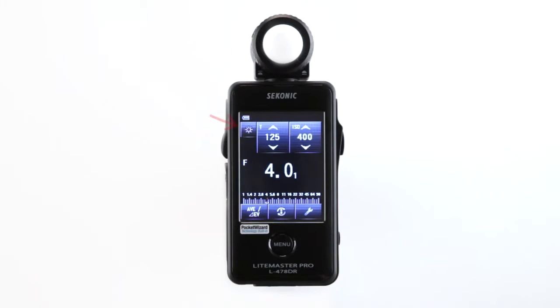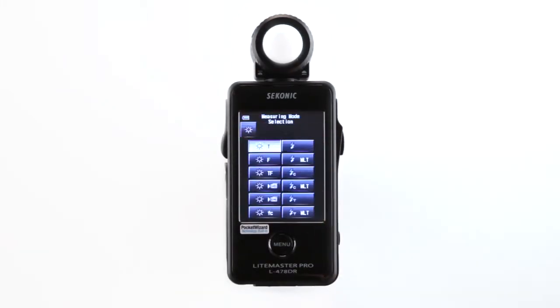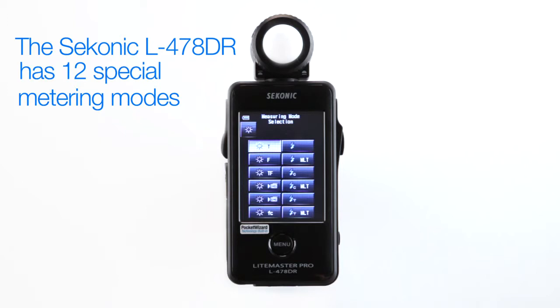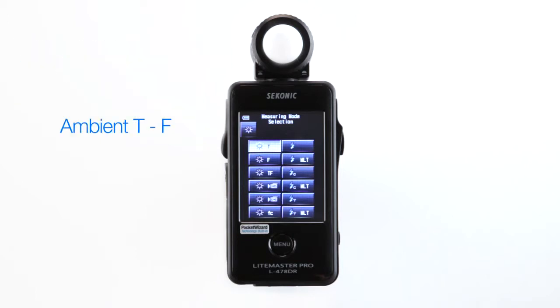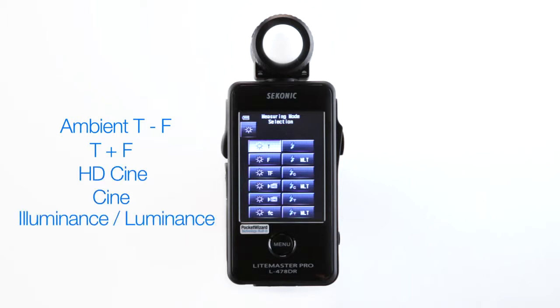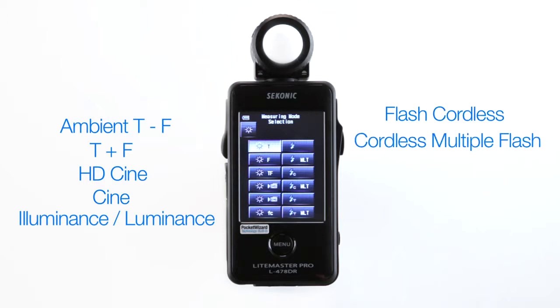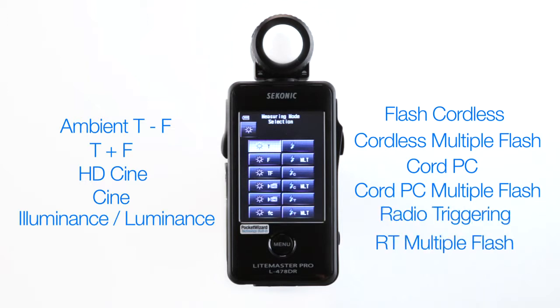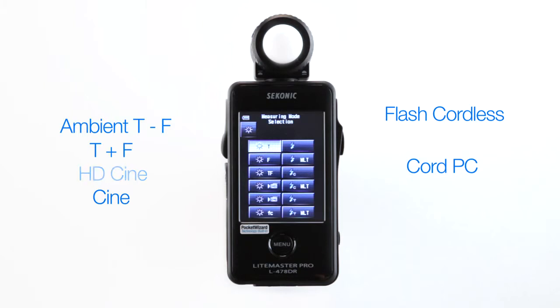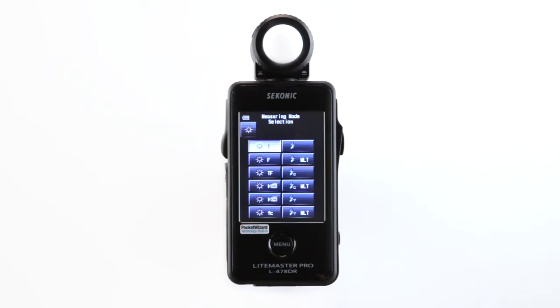Let's first select your desired metering mode by touching the measuring mode icon. This brings you to the measuring mode selection screen. The Sekonic L478DR has 12 special metering modes, all displayed here: Ambient T, F and T plus F, HD Cine and Cine, Illuminance, Luminance, Flash Cordless, Cordless Multiple Flash, Cord PC Multiple Flash, Radio Triggering, and Radio Triggering Multiple Flash. This is the standard default setting, but you can also unselect those modes that you don't use often from the Custom Settings menu. Let's start with Ambient Mode.